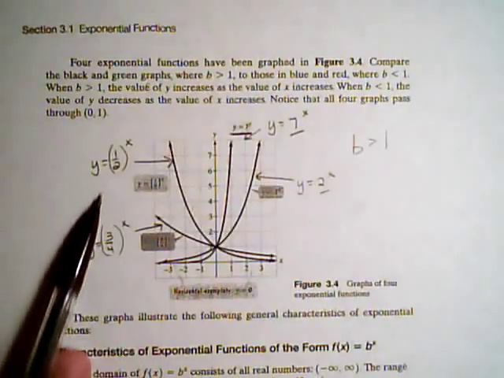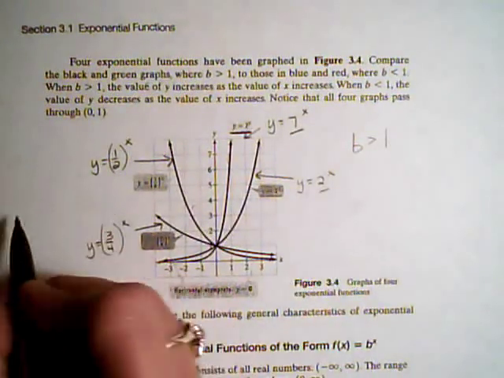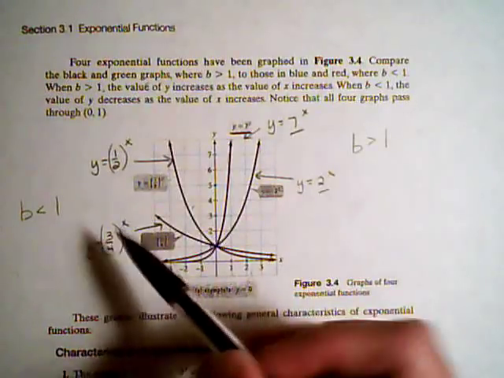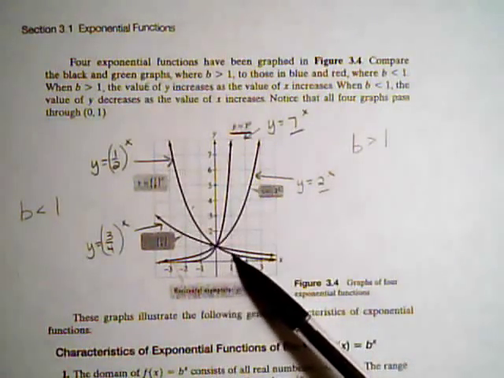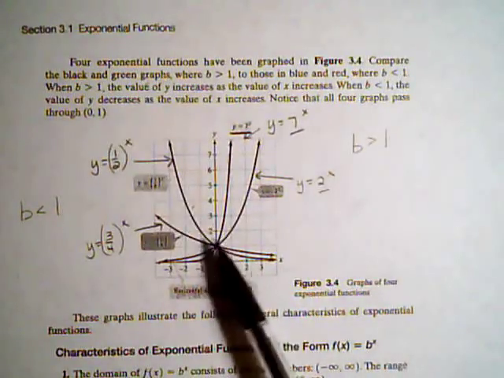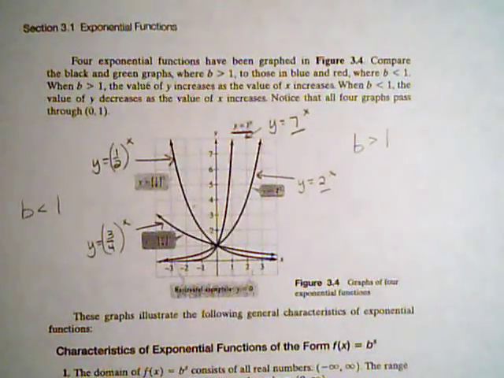Over here on this side, these two both have fractional b values that are less than 1, but still greater than 0. When this happens, you will see that as your x values get larger, your y values decrease. So we'll see this shape of the graph here where it looks like it's rising to the left.